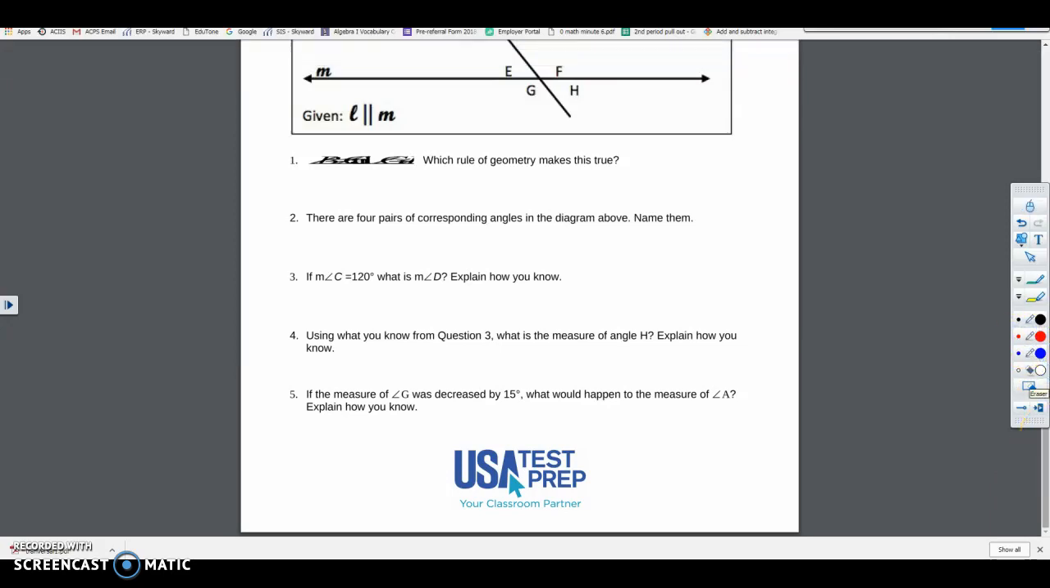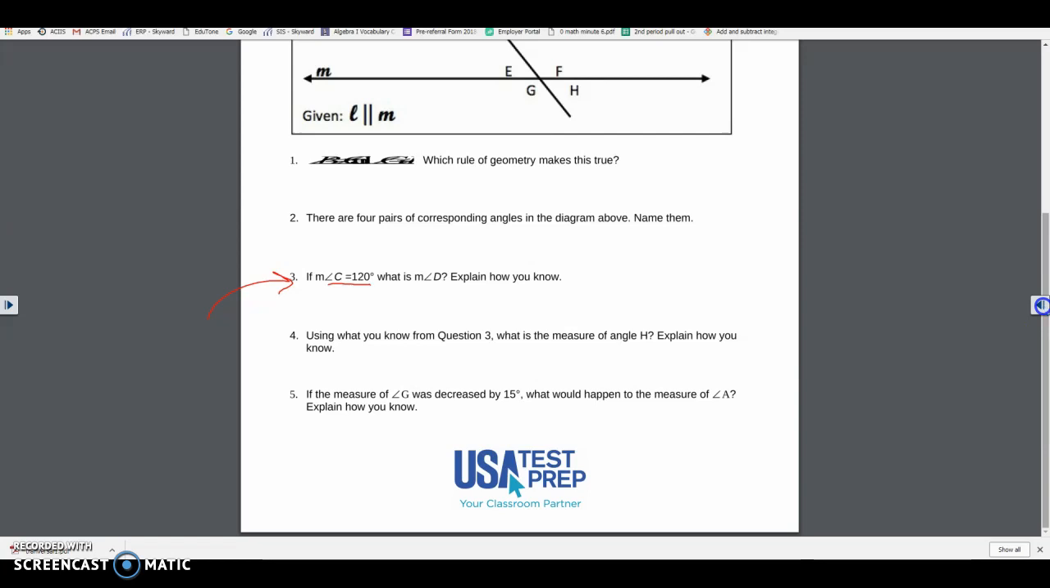So we answered number 1 and we answered number 2. So on to number 3. Number 3 says, if the angle of measure C is 120 degrees, then what is the measure of angle D? And explain how you know.